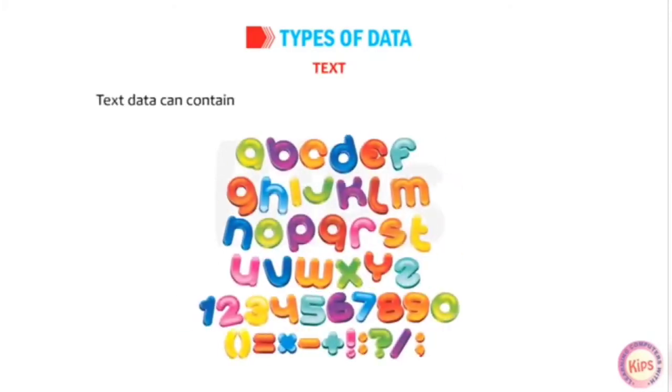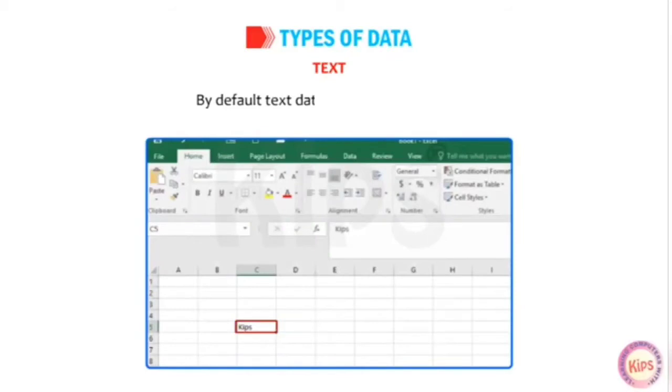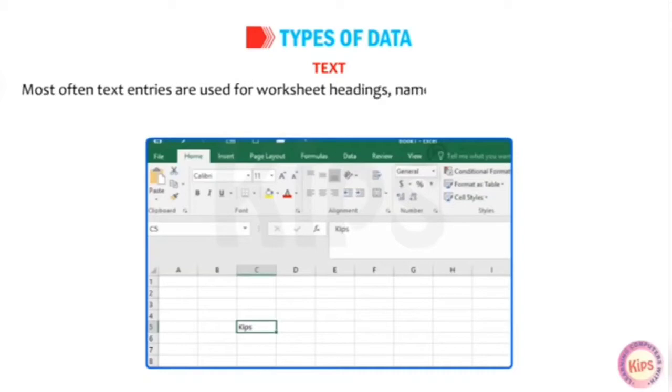Text. Text data can contain alphabets, numbers, spaces and special characters. Text data is not used in calculations. By default, text data is left aligned in a cell. Most often, text entries are used for worksheet headings, names and for identifying columns of data.